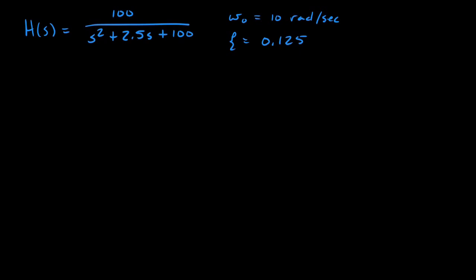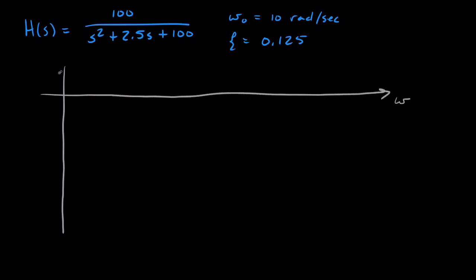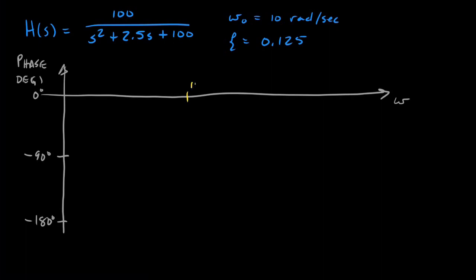Okay, so I'll draw the axes. Again, omega, and this is our phase in degrees. This is going to be 0 degrees here, negative 90 degrees, negative 180 degrees. All right, so I'll mark the frequencies of interest. So we're going to have our 10 radians per second, 100 radians per second, and 1 radian per second.